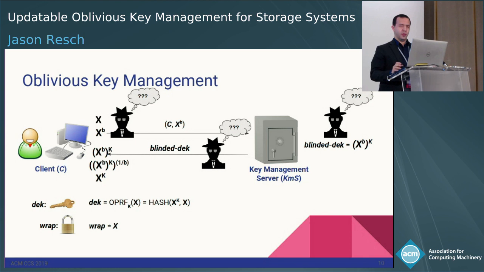So if you've had your coffee, you might now be wondering, what if during the return trip, the man in the middle corrupts the blinded DEC? Won't this lead to irrecoverable data loss, just as before? That's a great question, which leads to the next slide.